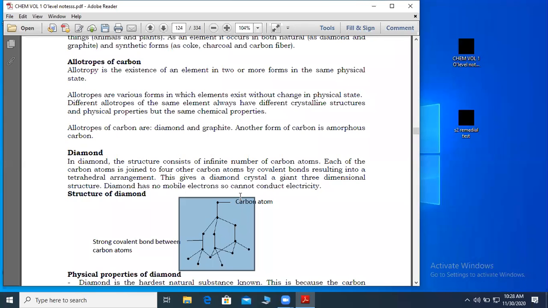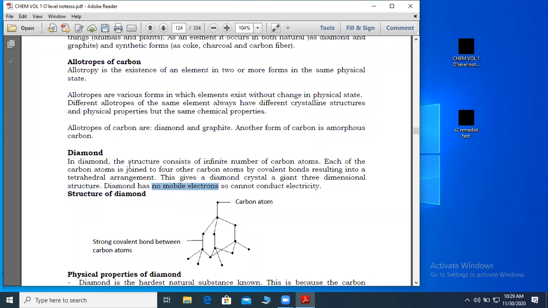So that is the reason why we are saying diamond has no mobile electrons, because all electrons participate in formation of covalent bonds with other atoms. So without mobile electrons, diamond does not conduct electricity. I want you people to note this because it is very important.